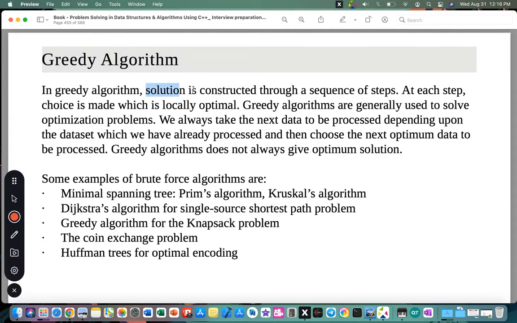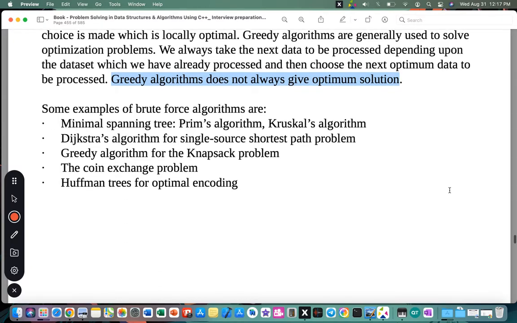In the greedy algorithm, the solution is constructed through a sequence of steps. At each step, a choice is made which is locally optimal. Greedy algorithms are generally used to solve optimization problems. Why? Because we are always looking for the optimal. We always take the next data to be processed depending upon the data set which we have already processed, then choose the next optimum data to be processed. Greedy algorithm does not always give an optimum solution. Yes, it's greedy, but it does not always provide the best solution.